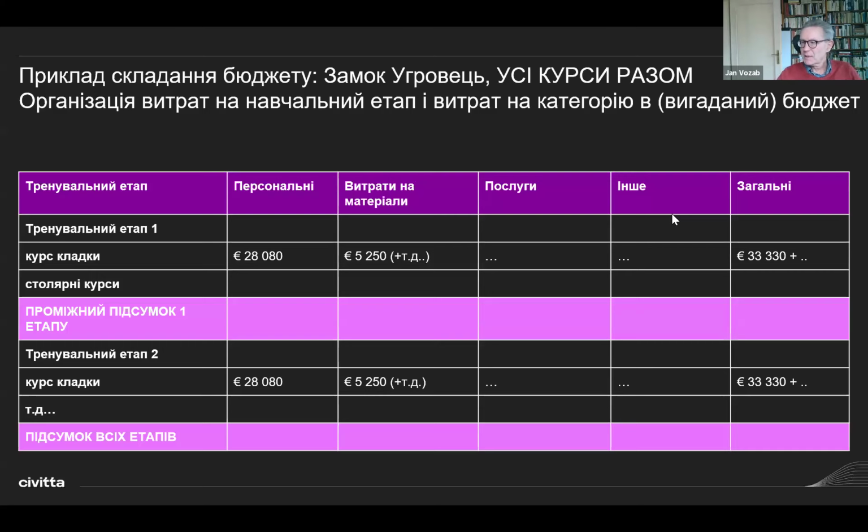So this table allows you to distinguish between various types of courses, but at the same time in the columns you can distinguish between the personal costs, material costs, services, and others. And it's really very, very simple, and quite often these tables may be much more complicated depending on the type of project you are developing or you are writing about.